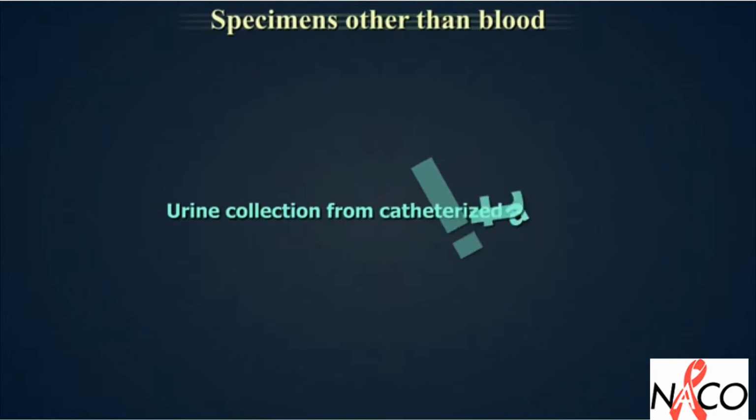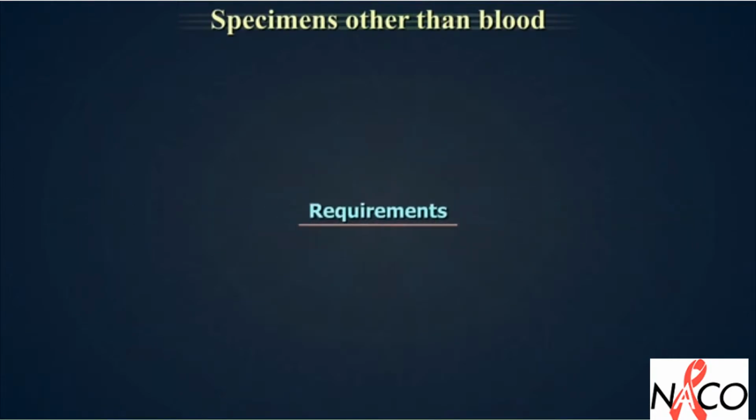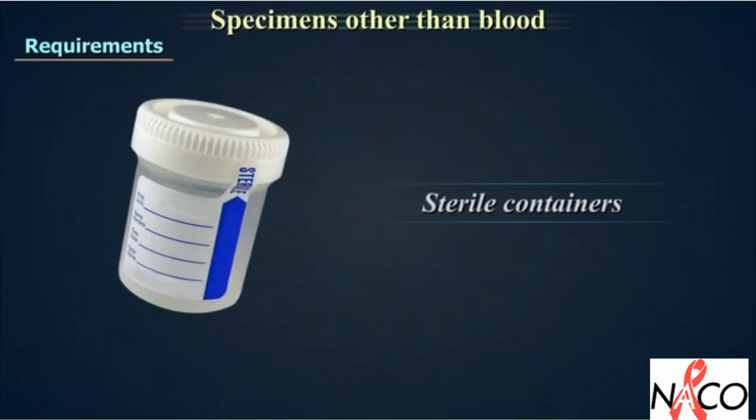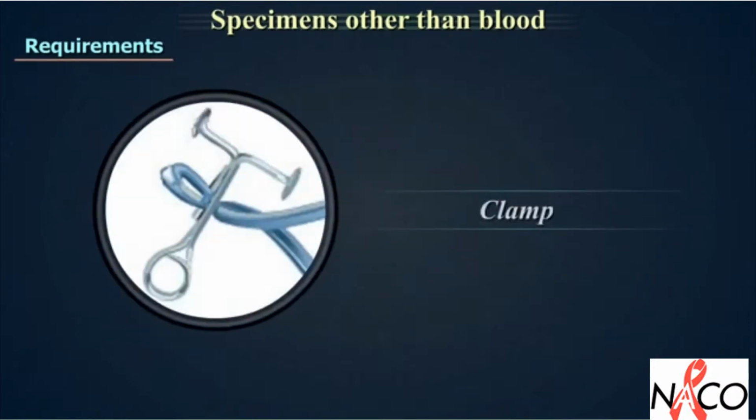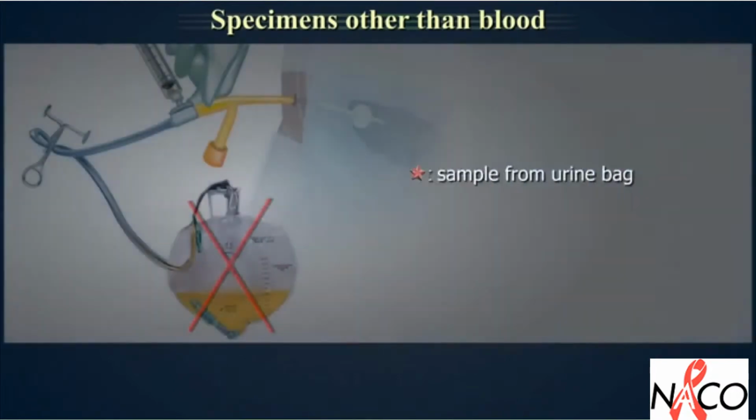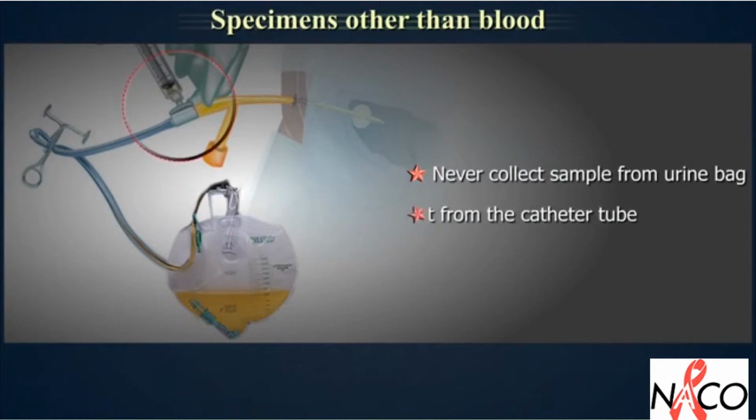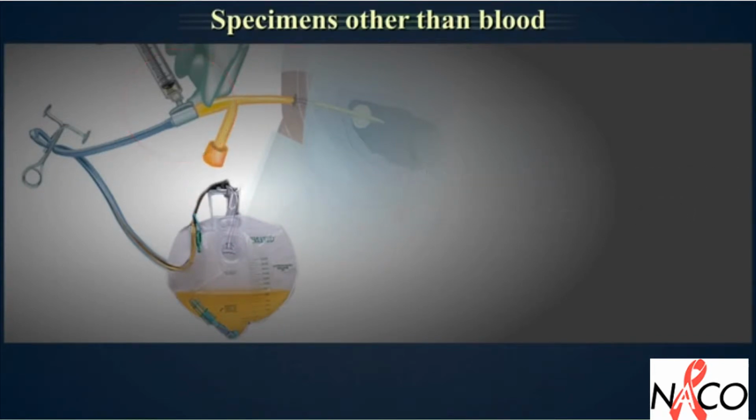Urine collection from catheterized patients. Requirements: sterile containers, spirit swab, clamp, syringe, and needle. Never collect sample from urine bag. Collect from the catheter tube after cleaning it with a spirit swab. Clamp the catheter distally to allow urine to collect.